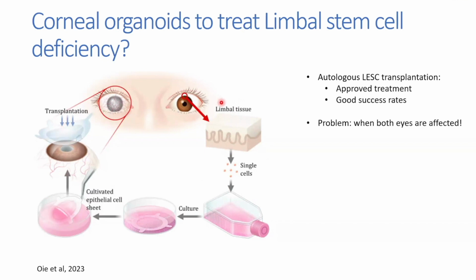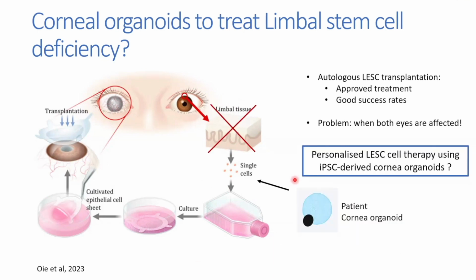And then it heals and it has good success rates. The problem is when both eyes are affected, for example, in the case of Aniridia patients, where you have a mutation that affects both eyes. So in this case, what we proposed for this project was to use iPS-derived stem cells, which are still cells from the patient, so there wouldn't be problems like rejection.